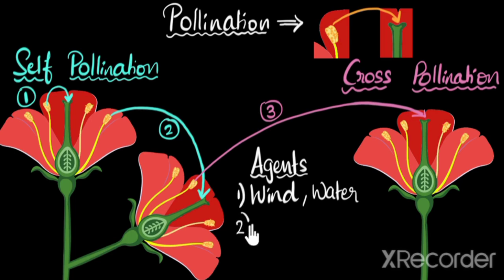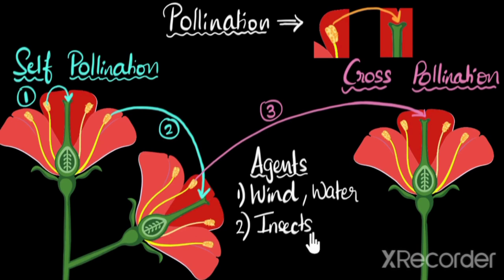So another important agent for pollination, especially cross-pollination, would be insects. Insects like bees, butterflies, moths, and even birds. But how exactly do the insects pollinate? Let me take an example of a bee over here. Let's say this bee is flying and it's a little hungry and it spots a flower. The flower attracts the bees by using its beautiful petals, its odor, and also by using the nectar.